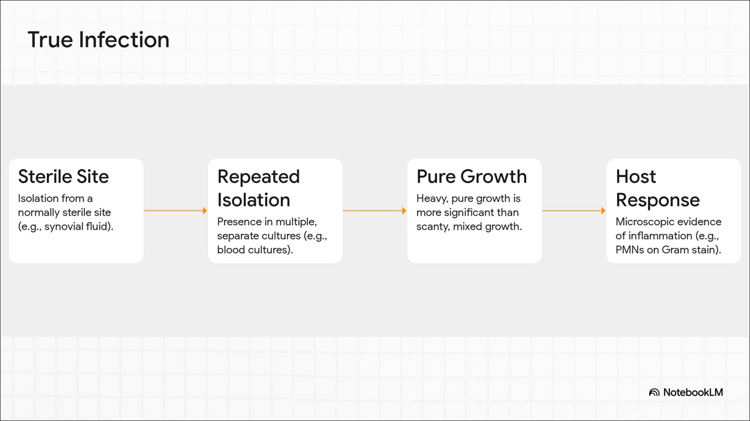This is the checklist I run through in my head. First, where did it come from? A sterile site like blood or CSF, that's a huge red flag. Second, do we find it more than once, like in multiple, separate blood cultures? Third, look at the plate.